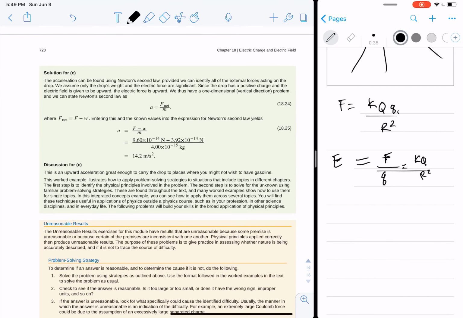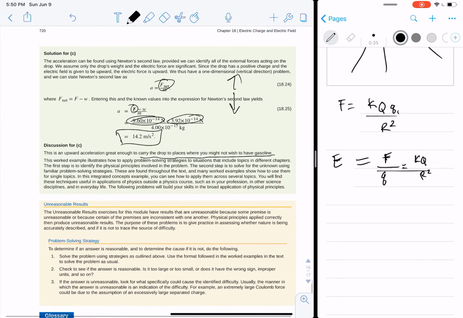So that's a problem. So for C, we want to calculate the acceleration. Well, F equals ma. The net force is the electrostatic force up minus the weight down, divided by the mass. If you put in the force we calculated minus this force, we get an acceleration of 14.2 meters per second squared. That's pretty fast. That's faster than when you drop something. So it's going to splash some gasoline somewhere, and that's enough to carry the drop to places where you might not wish to have it.